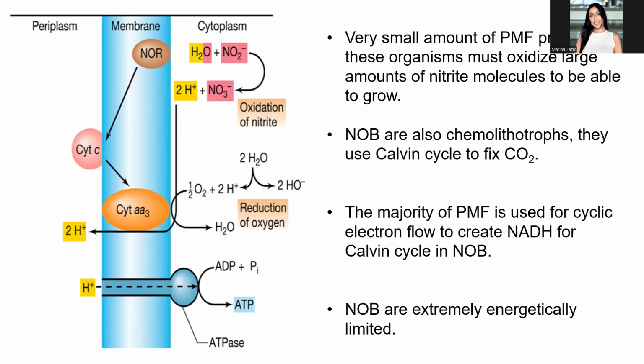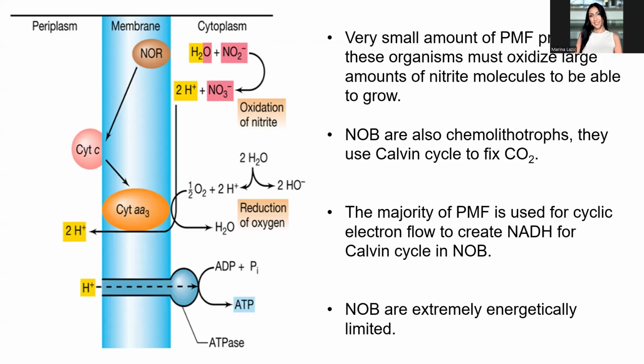But the majority of proton motive force is used for this cyclic electron flow, because they have to run cyclic electron flow to create NADH, because NADH is what the carbon cycle needs to fix carbon dioxide. So they are very energetically limited, which you can conclude based on the shortness of their electron transport chain. Only one enzyme, two cycles. That's it.